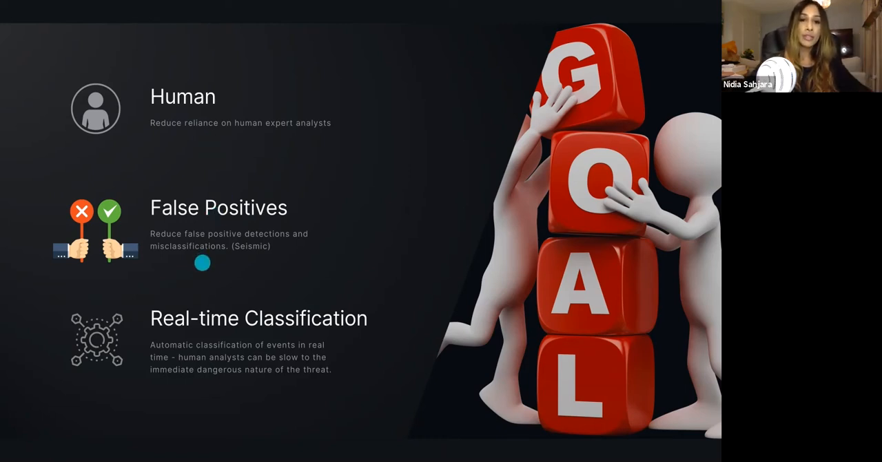Then false positives. In the seismic research domain, they have had some pretty good accuracy with some of their modeling, but a lot of the downfalls ended up being false positives. I know that's seismic and we're not dealing with that right now, but generally that has been a pattern you're seeing in some of the research papers. And then we want to try to make it faster. So we want to do some real-time classification and try to automate it, instead of having so much data coming in that it takes forever to go through.